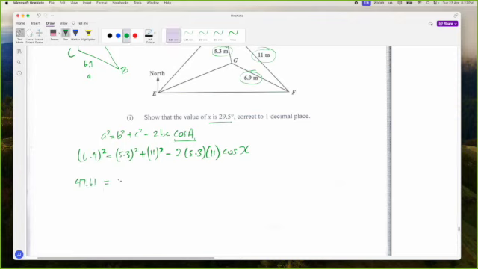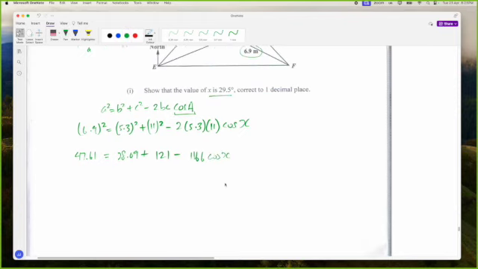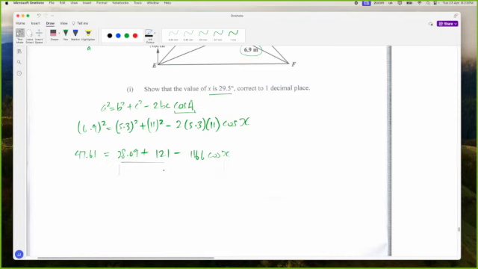47.61, 28.09 plus 121 minus 5.3 times 11 times 2 is 116.6 cos x. So this here is 121 plus 28.09 is 149.09. So 47.61 is equal to 149.09 minus 116.6 cos of x. So I throw this across.